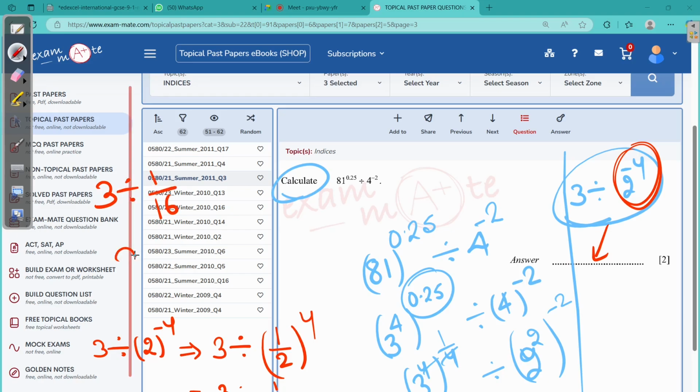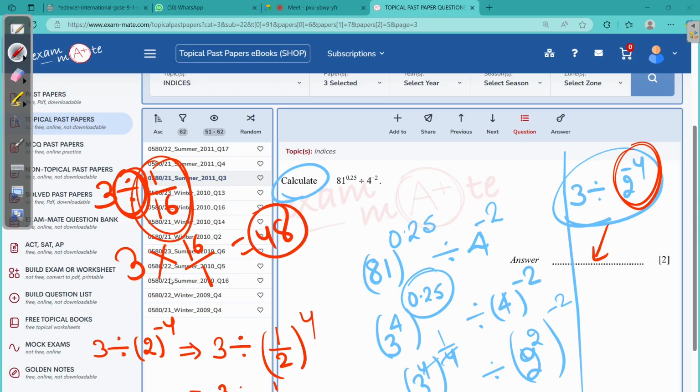So now if you execute this division, what should we do? It gets converted into multiplication, and you have to multiply with the reciprocal of this. So it is 48. Are you getting this calculation?